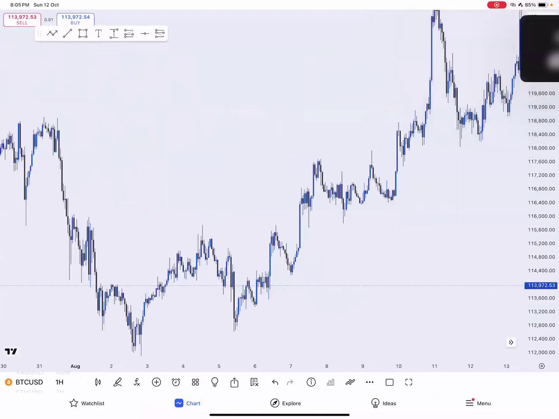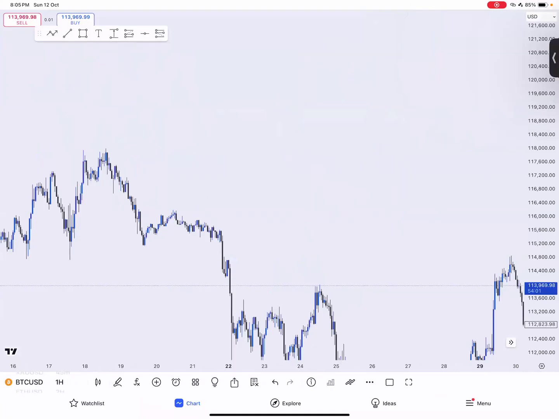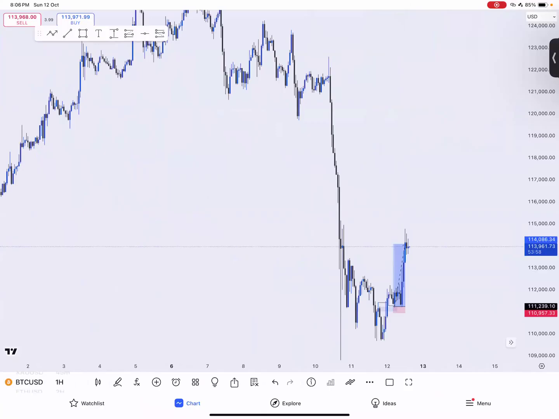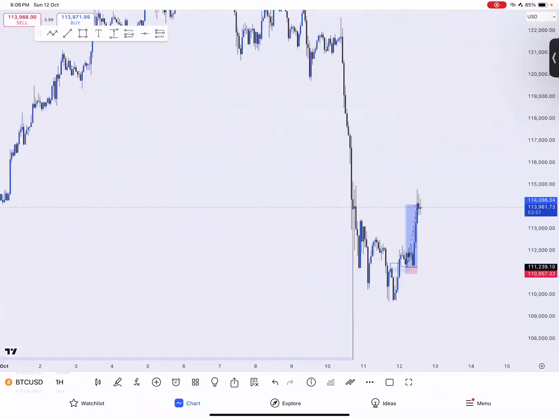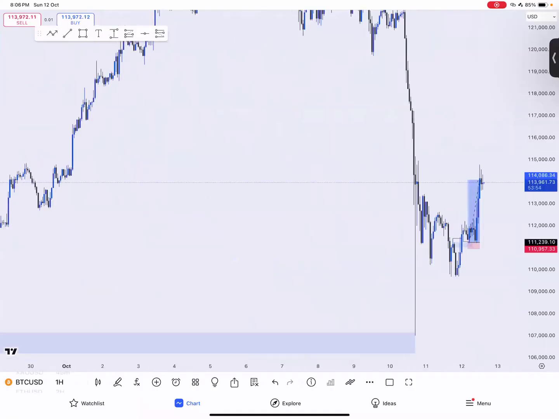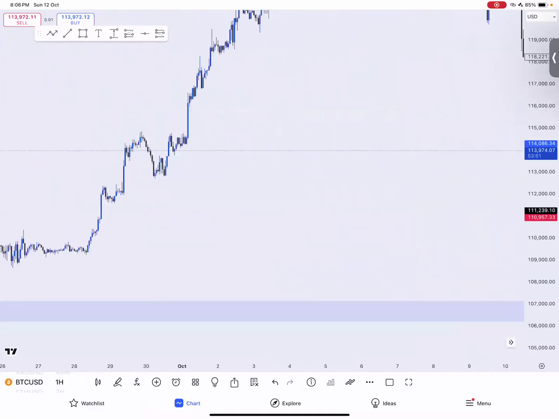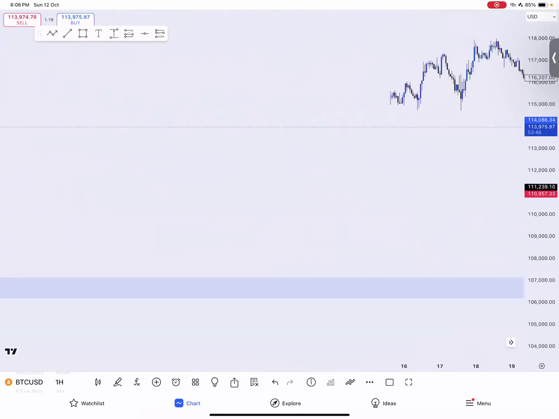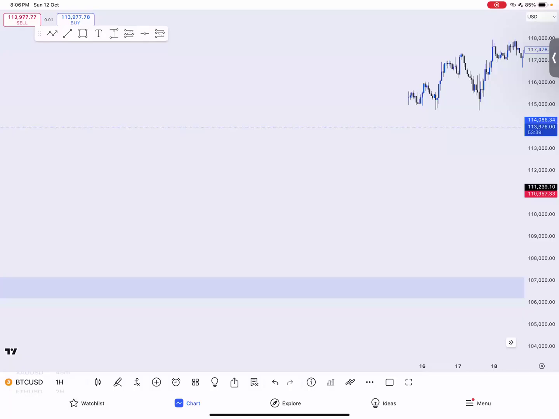All right. So in this class, moving on to this class and how you combine everything, getting your structure shift or your double break of structure, depending on whether you're looking for reversals or whether you're looking for continuations.